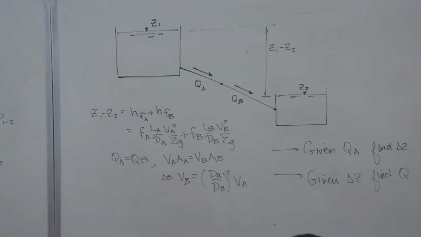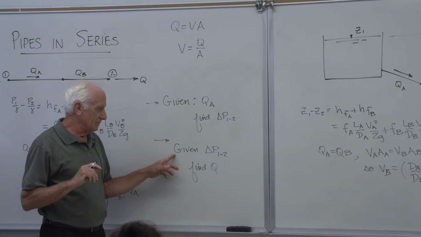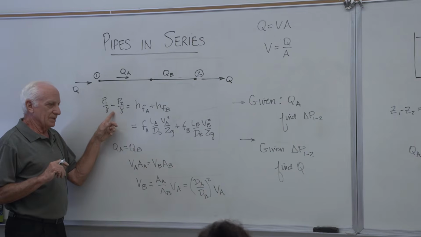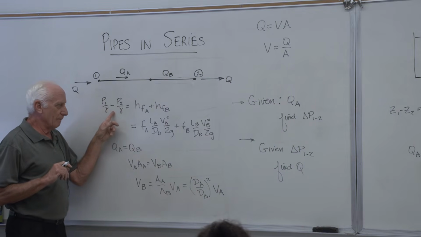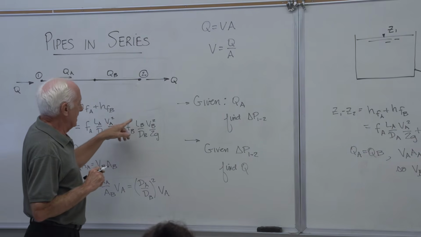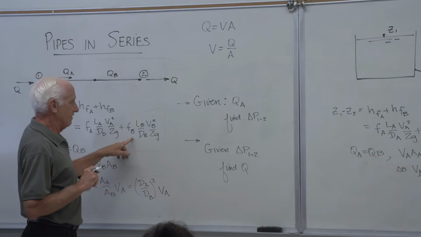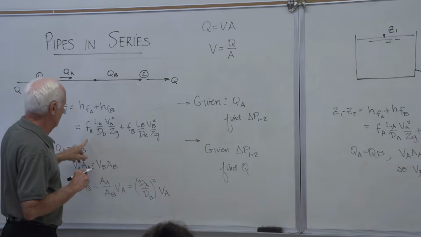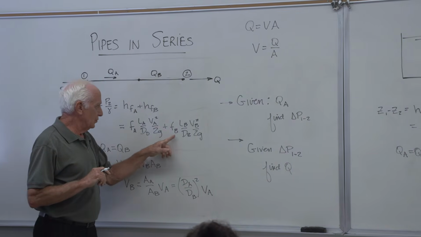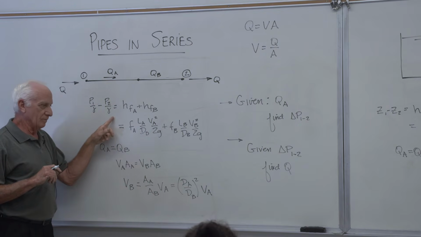Okay, now we do the hard one. I'm given delta P. I'm supposed to find Q. Here's the equation. I know the left-hand side now. I know the left-hand side. VA and VB, FA and FB. I don't know FA and FB because I don't know the velocities. Okay, I don't know the velocities. How many unknowns? 1, 2, 3, 4. How many equations? 1. I need more equations.